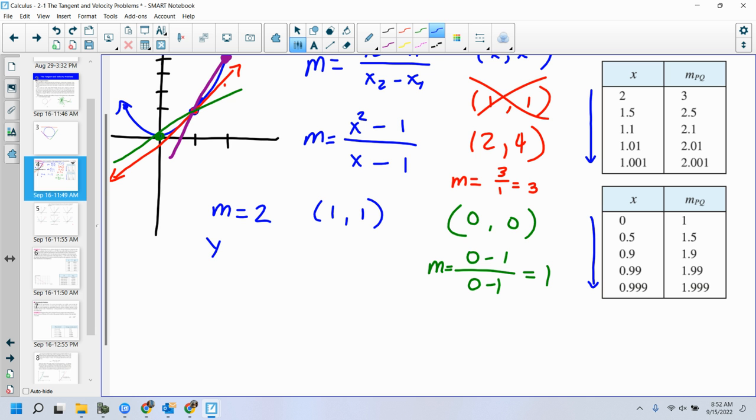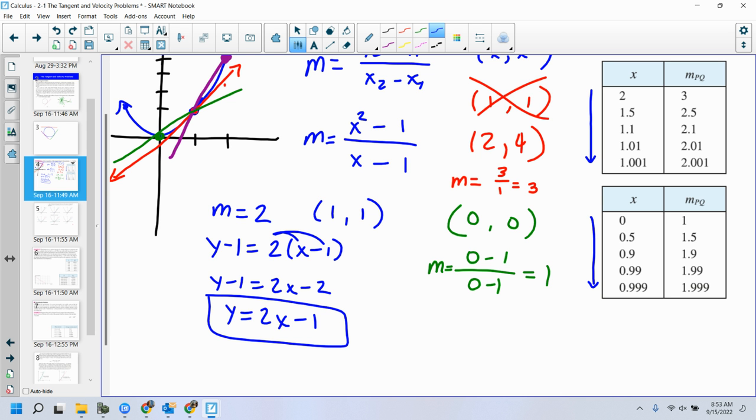I like to use point slope. y minus 1 is equal to m(x minus 1). Again, you're going to see me use point slope more than y equals mx plus b. And then I solve for y. So y minus 1 is equal to 2x minus 2. y is equal to 2x minus 1.